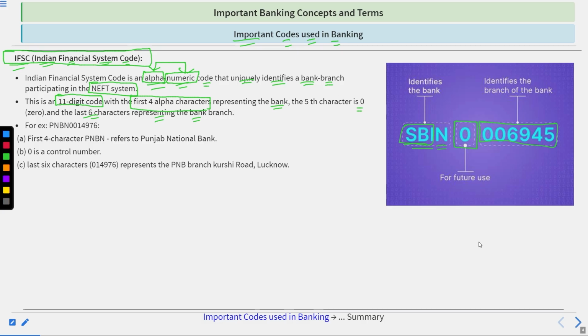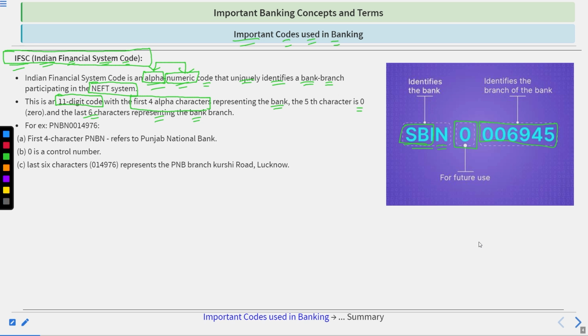Okay. So now we could say one friend who has the account in XYZ is required to send money to another person who has the account in SBI. But both XYZ and SBI have multiple branches across the country. How is it to be identified which branch they have their account in, to which branch the fund is to be transferred, and from which branch the fund is to be deducted and then transferred? Here the IFSC comes in.